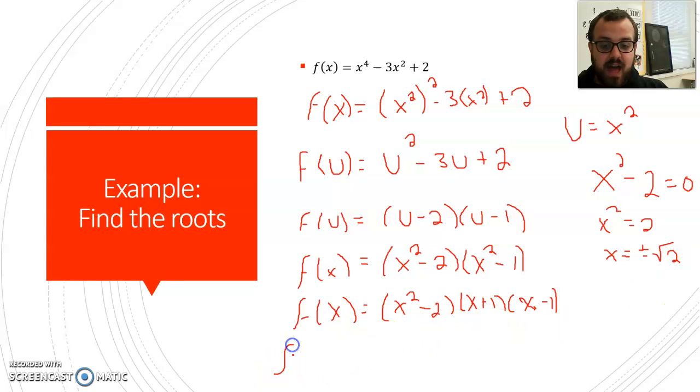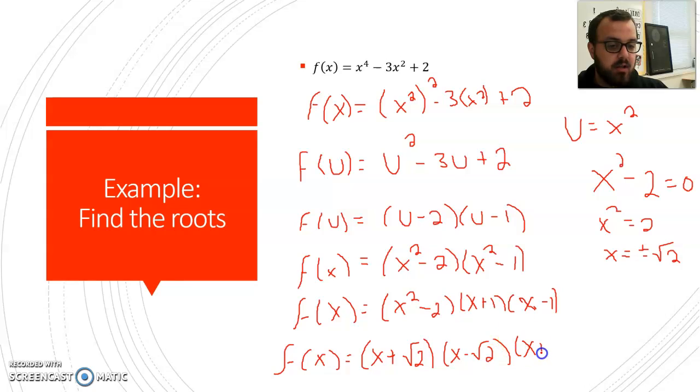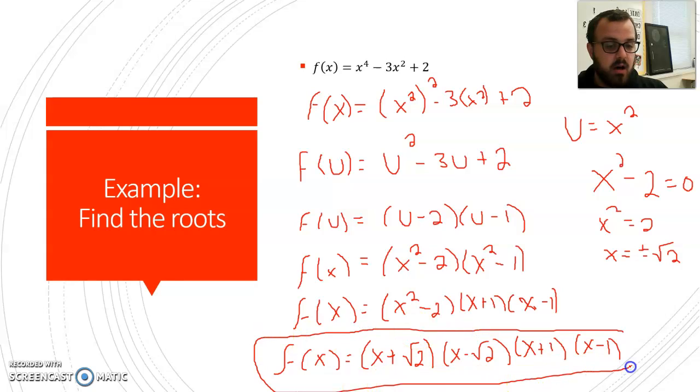So if I want to fully factor this polynomial, it is going to be x plus the square root of 2 times x minus the square root of 2 times x plus 1 times x minus 1. And there is a fully factored polynomial.